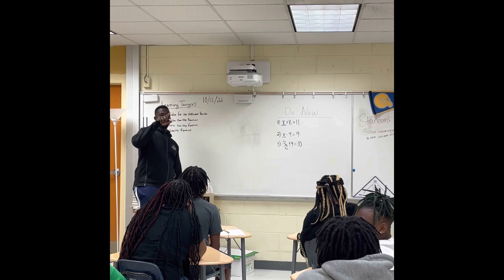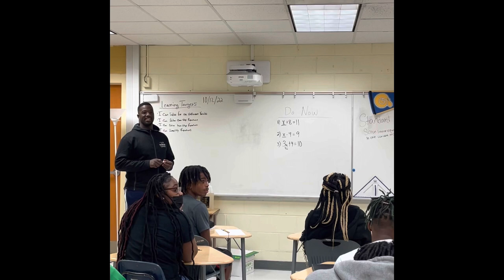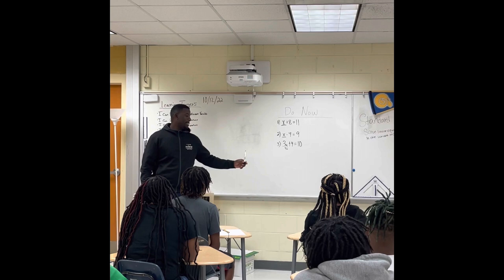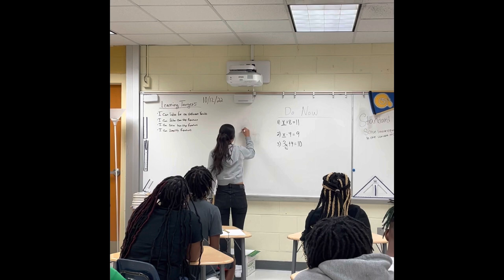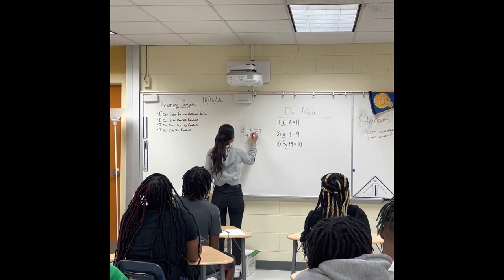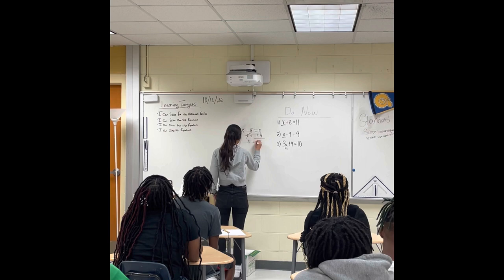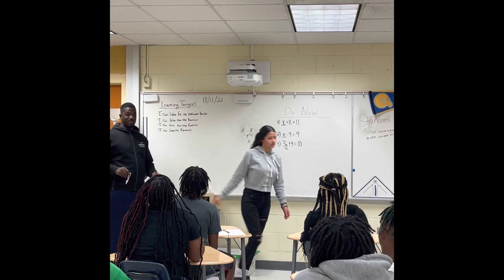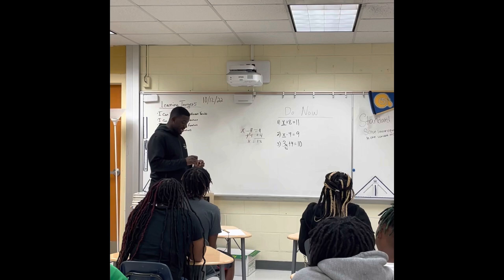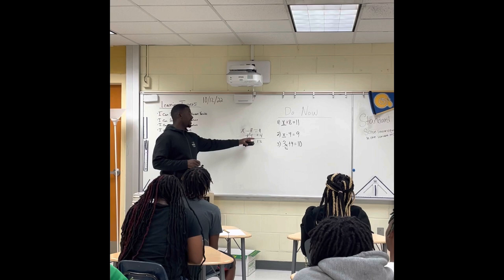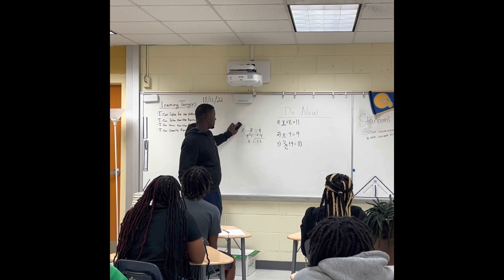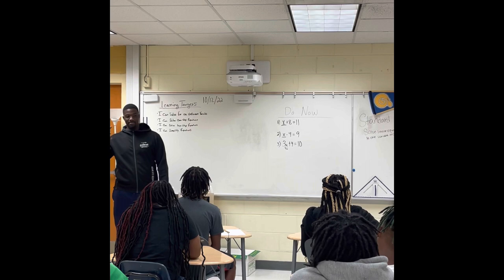Anybody got number two? Come on down. Subtraction is addition. So we add 4 to both sides. It cancels out. 9 plus 4 is 13. Thank you. All right, number three is a two-step equation.